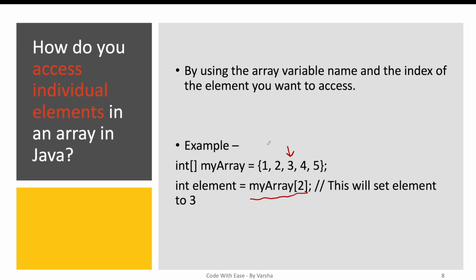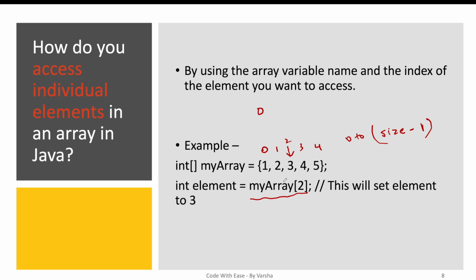If we talk of Java, array indexes start from 0. So when I say 1, 2, 3, 4, 5, the indexes will be like this: 0, 1, 2, 3, 4. The size minus 1, whatever the size of your array is, minus 1, till that much will be your index. From 0 to size minus 1. So I have 5 length, the array's length is 5, and my last index goes till 4.